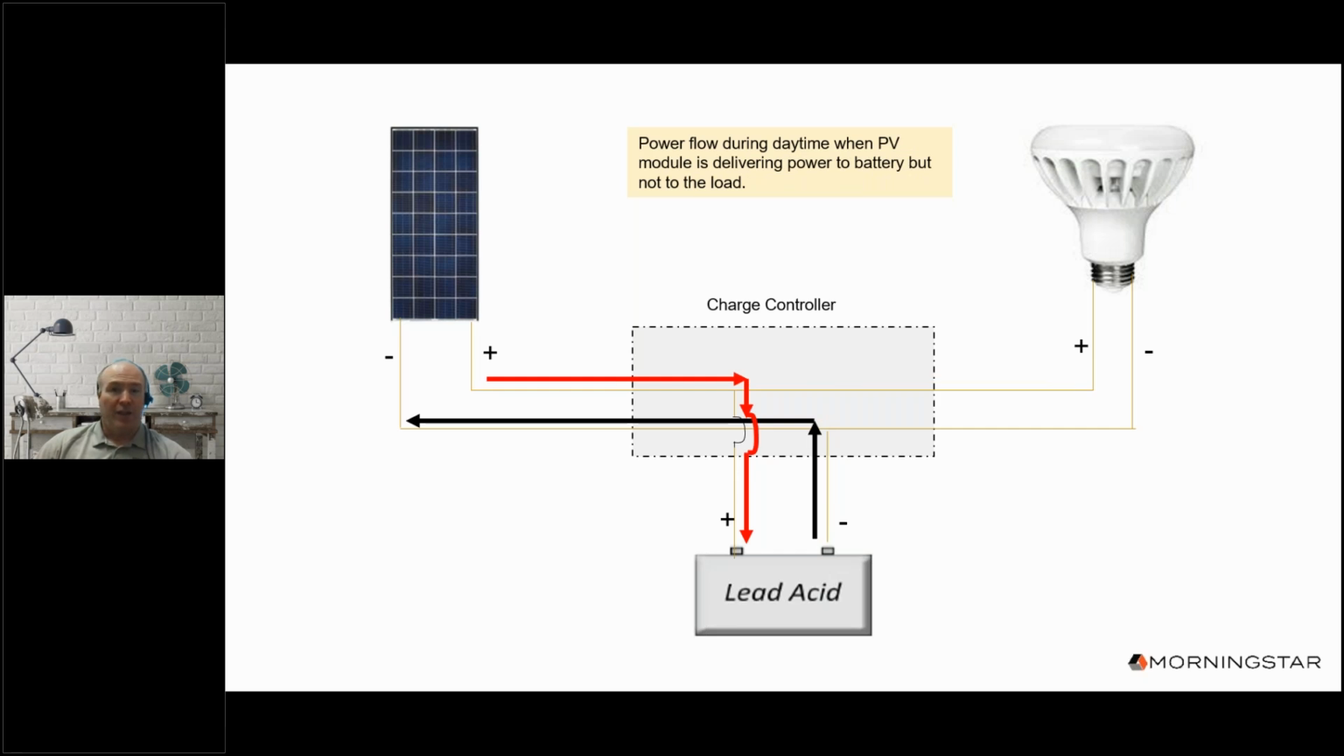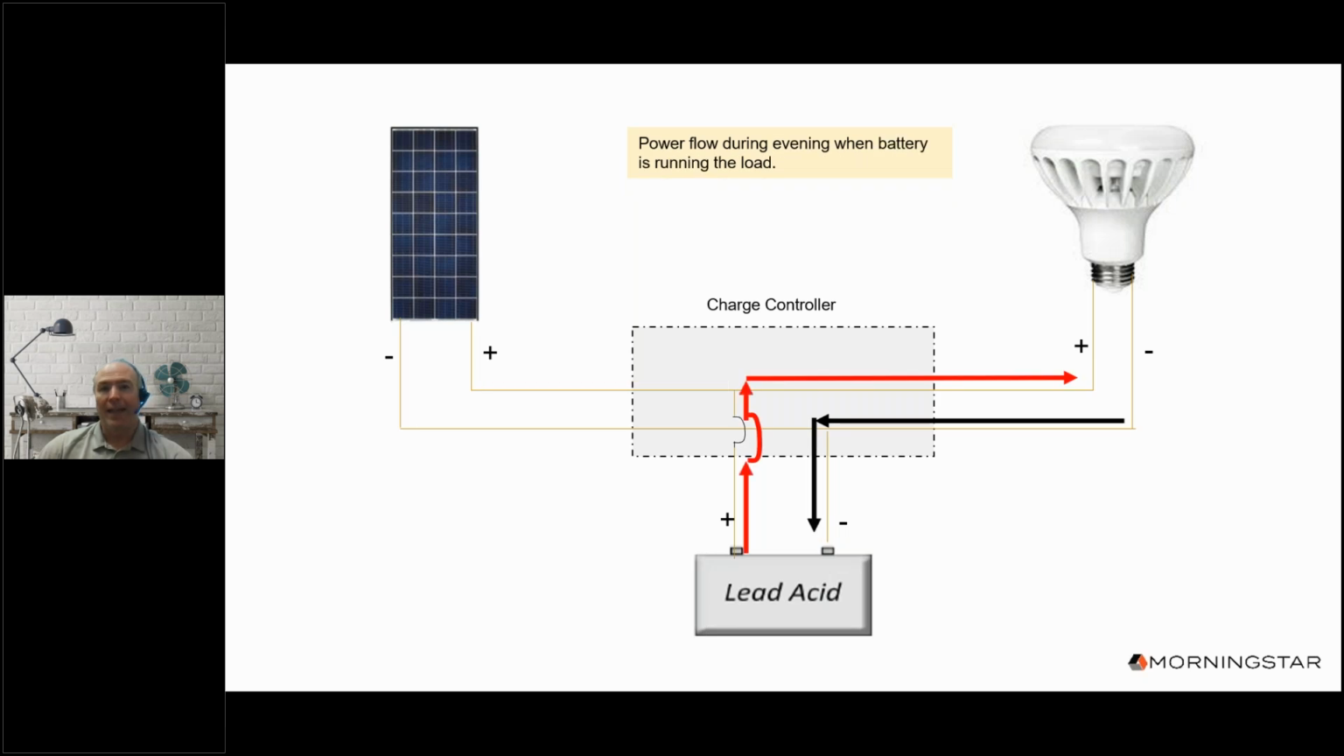And then in this example, the load is turned off and the PV module is delivering power to the battery only and not to the load. And then lastly, this diagram shows power flow during evening when there is no power being supplied by the sun and the solar module, and the battery alone is running the load.